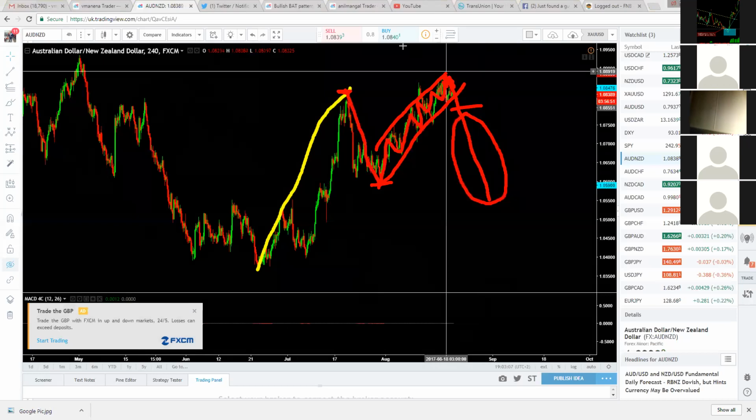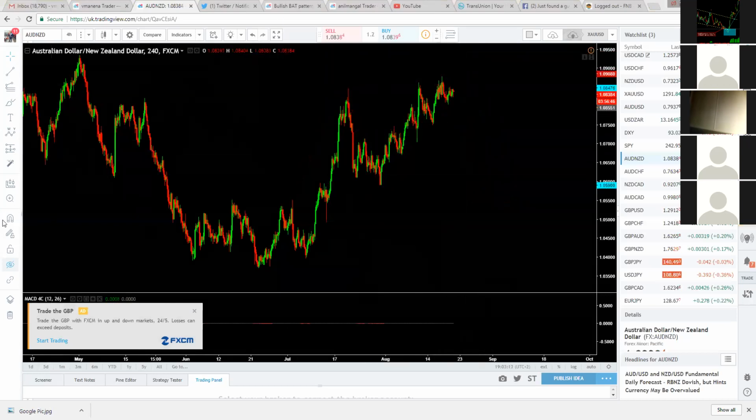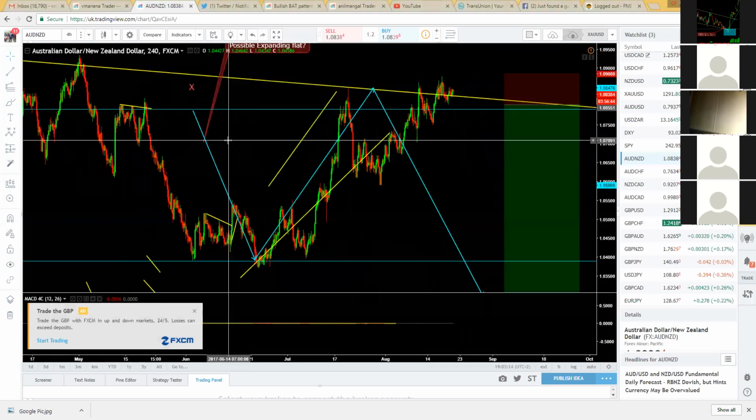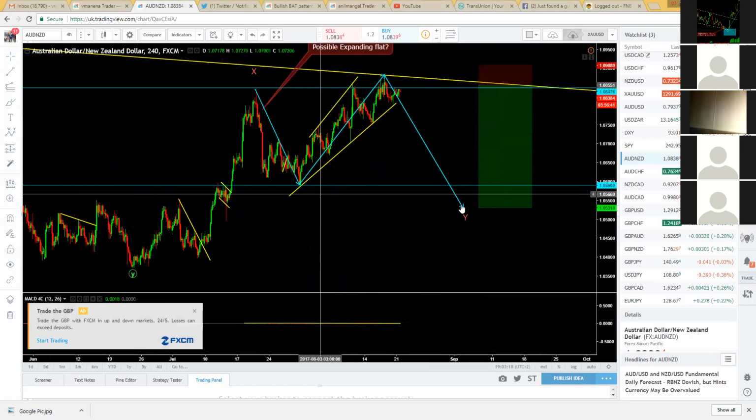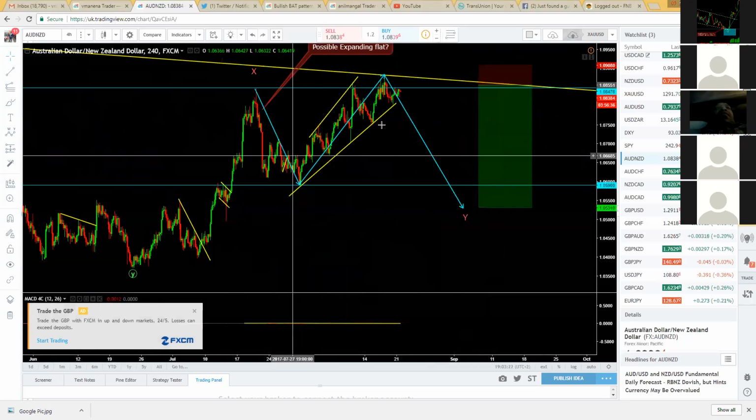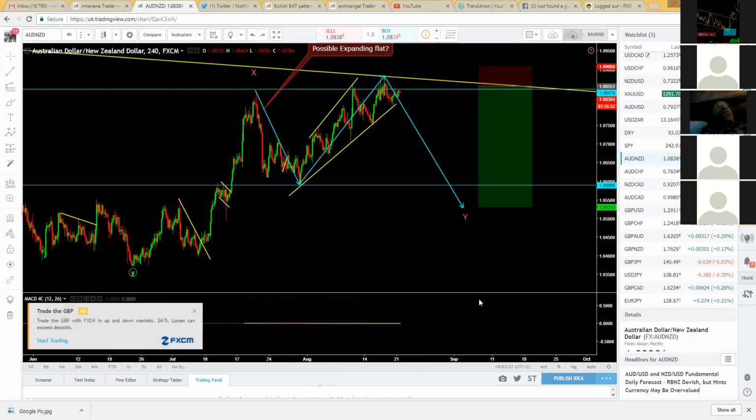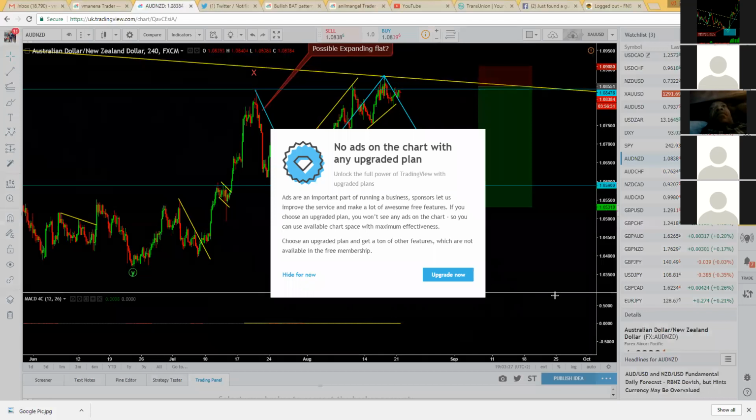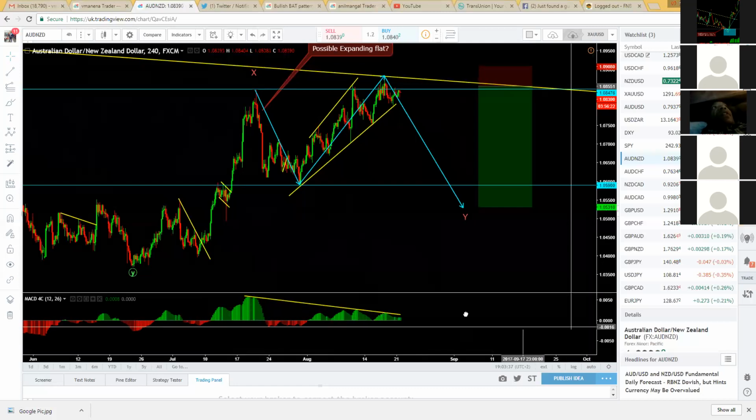So let's look how this is behaving currently, because we are short on this pair. Let's bring up the labelings. So this is that expanded flat that we could possibly have. I've just shown it in blue. But let's look, because some of our members in the group have been worried about this pair because we've shorted it and it has not played out. It has gone up actually.